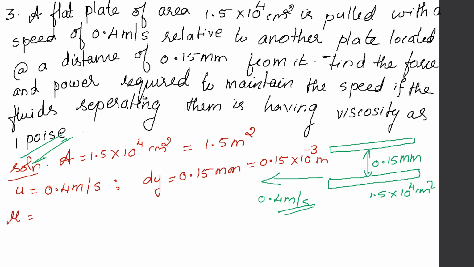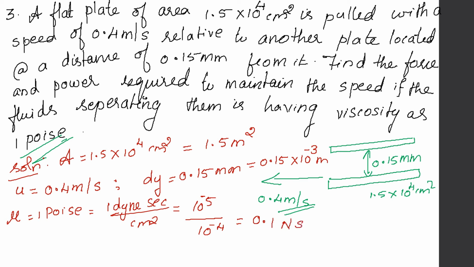Now, mu is given as 1 poise, that is 1 dyne second per centimeter square. We will convert it into Newton second per meter square. Converting dyne to Newton, it is 10 raised to minus 5. Converting centimeter square to meter square, it is 10 raised to minus 4. So we get 0.1 Newton second per meter square. Now we know tau is equal to, that is Newton's law of viscosity.